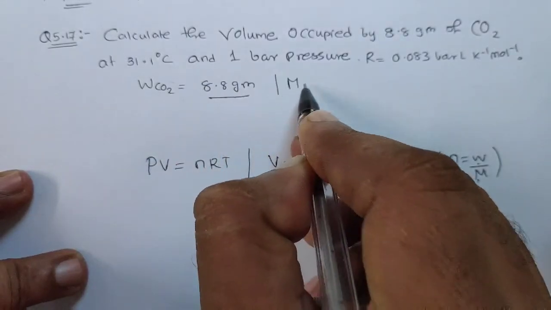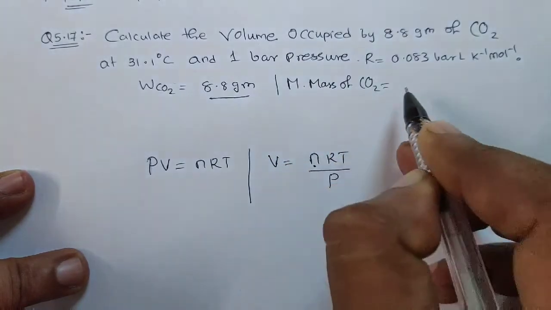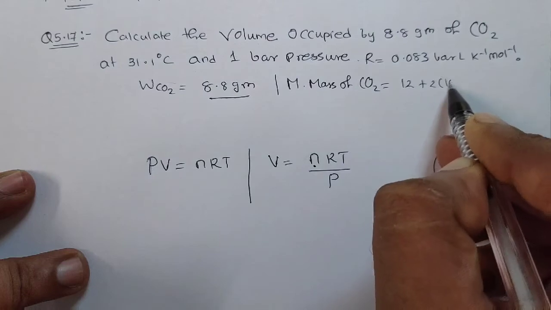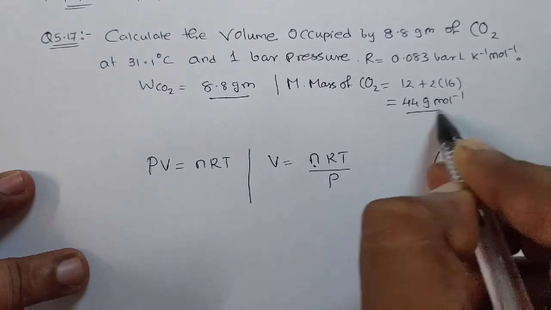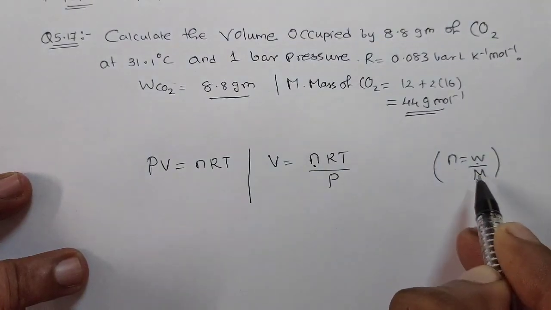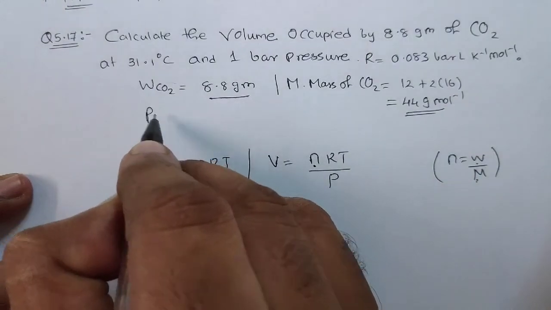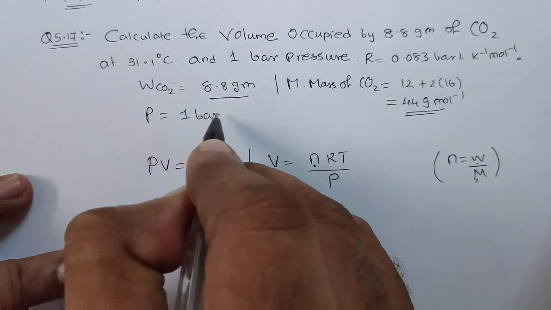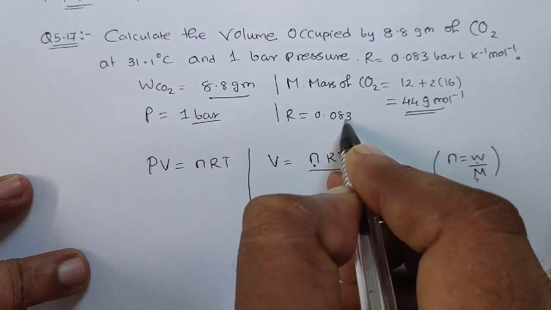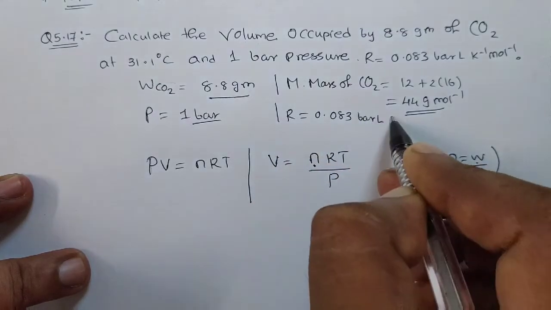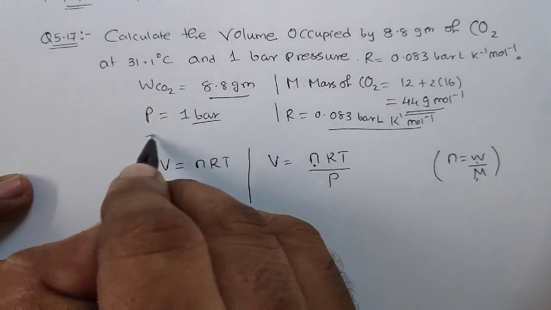So if I find molar mass of CO2, the molar mass of CO2 is equal to, everyone knows, 12 plus 2 into 16, which is equal to 44 gram mole inverse. Right. So now we can find out the number of moles, so I'll substitute here. Then pressure is given, 1 bar. Clear? Value of R is given. R is 0.083 bar liter Kelvin inverse mole inverse. So all these values are given.